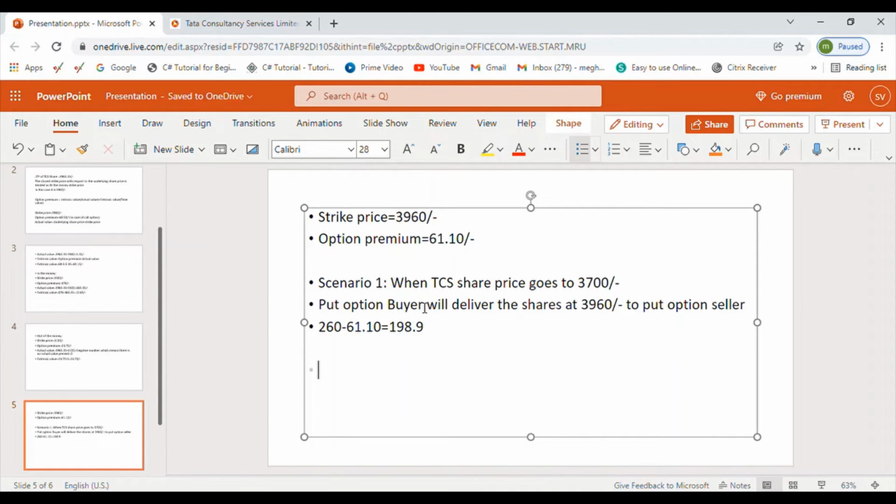In scenario 2, when the TCS share price goes to, let's say, 4,200, now what happens?